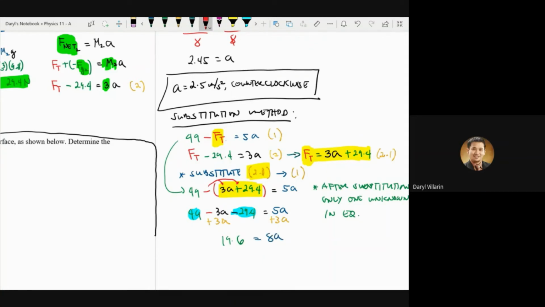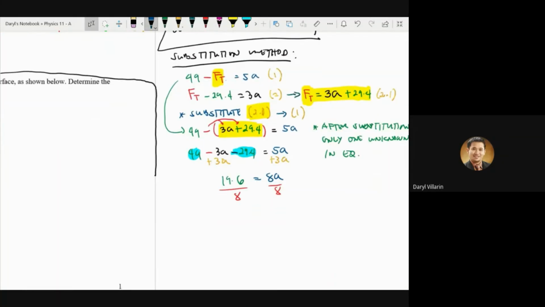So you just arrive at the same expression there. So A is equal to 2.45, so A is approximately 2.5 meters per second squared. The direction is counterclockwise.